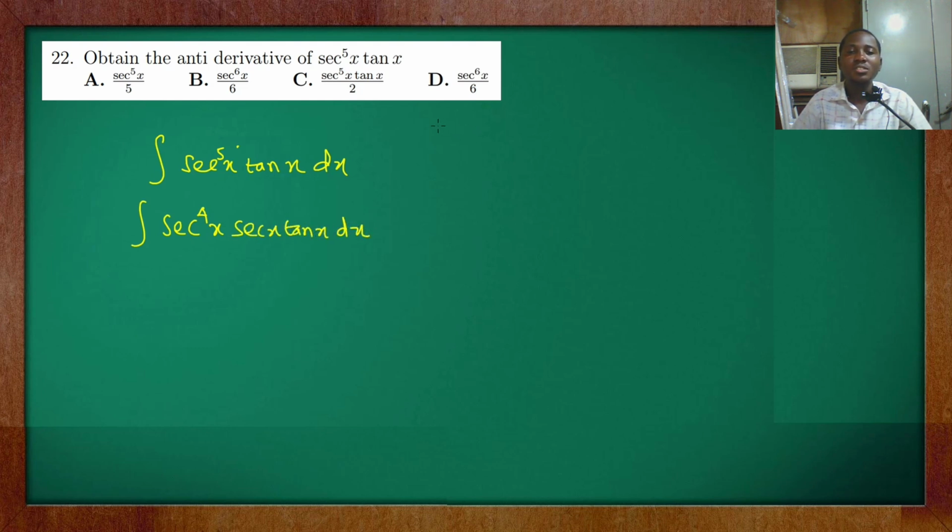You will recall that the key point here is that anytime you have the integral of f of x raised to the power n multiplied by the derivative of f of x dx, this is simply f of x raised to the power n plus 1, over n plus 1.